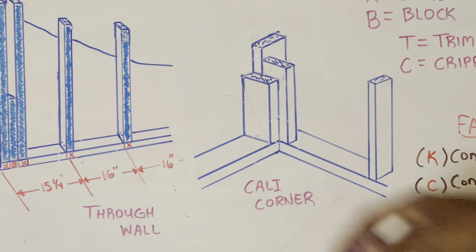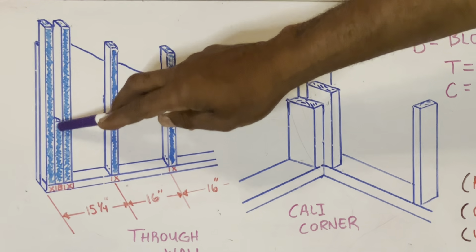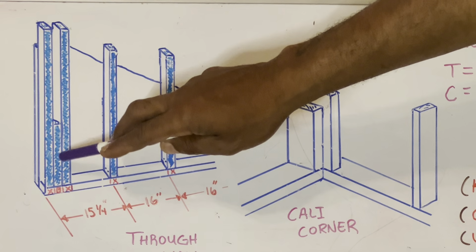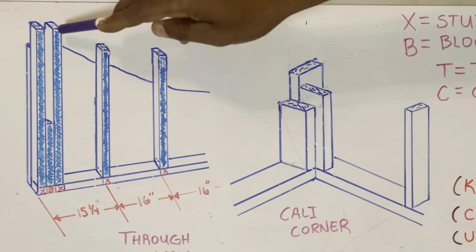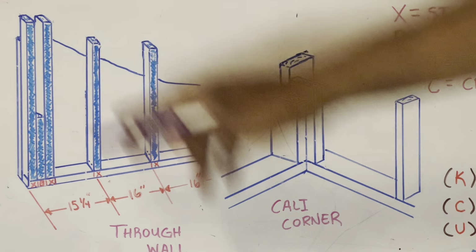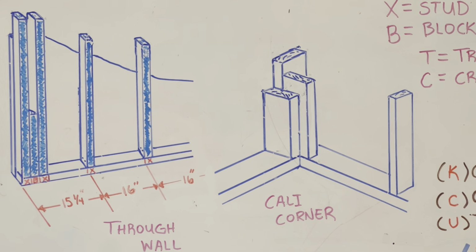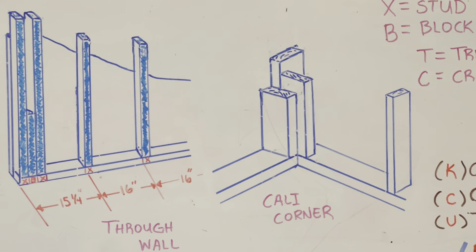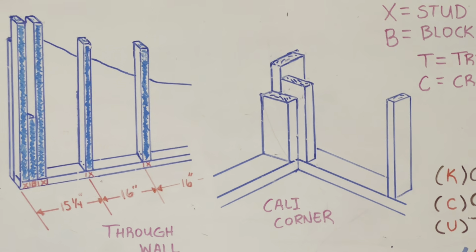Now, instead of using a block over here, which you traditionally can do, you can go with the full stud. That way you won't have no voids in your post, because 2x4s have an R value.